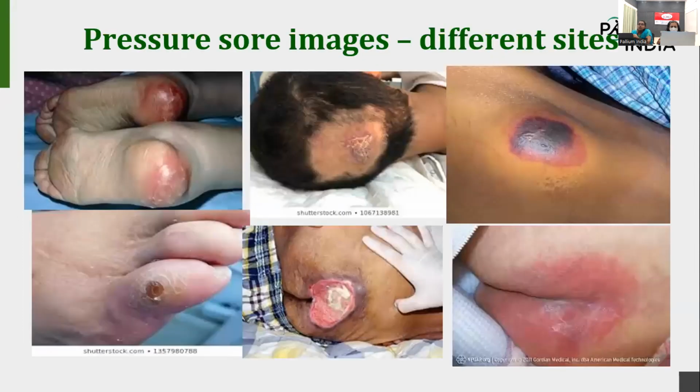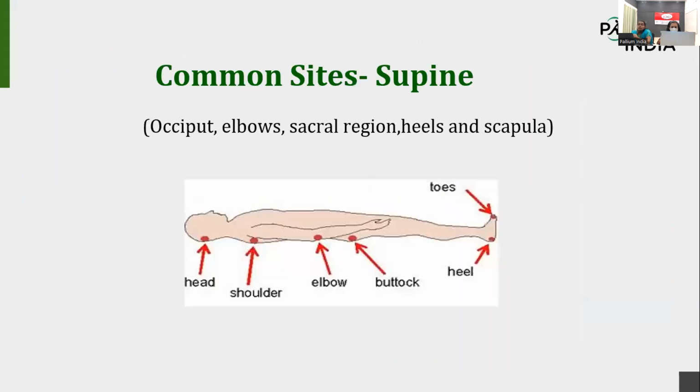Here, as I mentioned earlier, it can occur anywhere. From this picture, you can understand that. Heel, occiput, scapula, toes, sacrum, all areas can be affected, right? So these are the common areas. It can occur anywhere depending on the patient position.